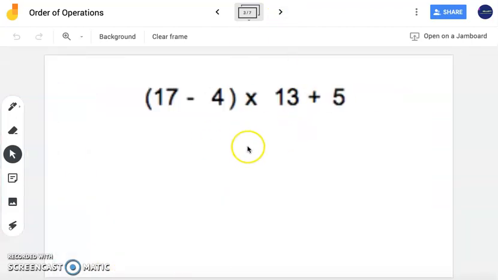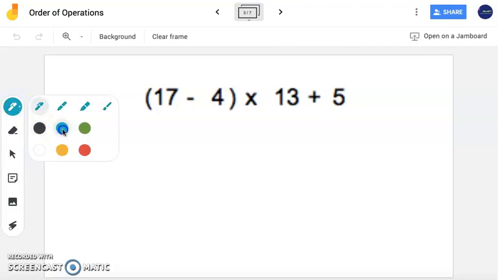Here is an exact example of where you have order of operations. Notice we have parentheses, multiplication, and addition. There's a lot going on here. But if I go back to PEMDAS, the first thing I need to think is, do I see any parentheses? In fact, I do. So I'm going to underline the parentheses, and whatever's inside of those parentheses, that's what I'm going to do first. So 17 minus 4 is 13.